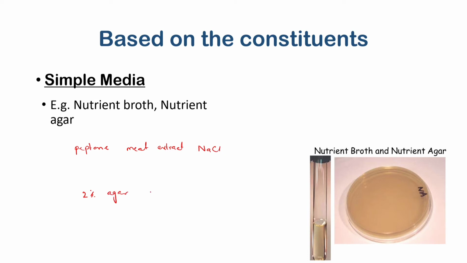Now we move towards types of media on the basis of their constituents. Number one is simple media, and the examples are nutrient broth and nutrient agar. Nutrient broth consists of peptone, which is a protein, meat extract, and NaCl, sodium chloride. If we add 2% agar in nutrient broth, then it forms nutrient agar. Here is the nutrient broth in a test tube and nutrient agar in a petri plate, which is a solidified media.